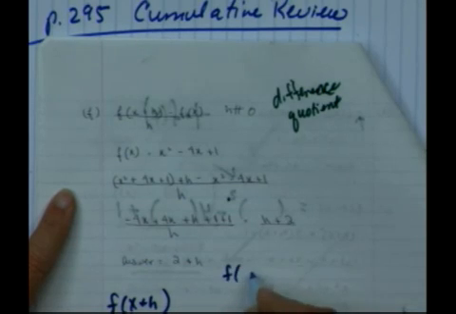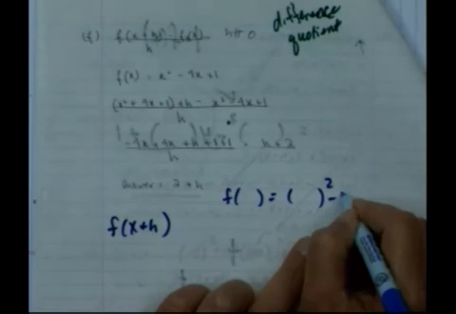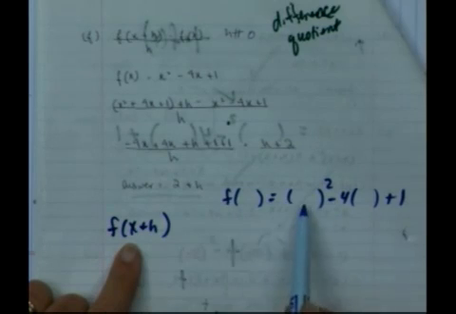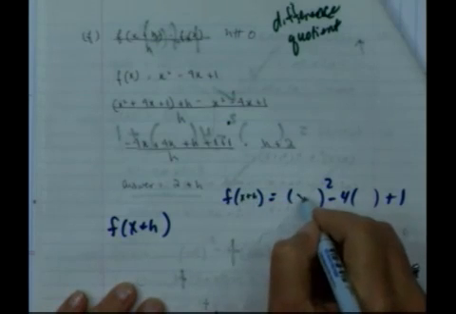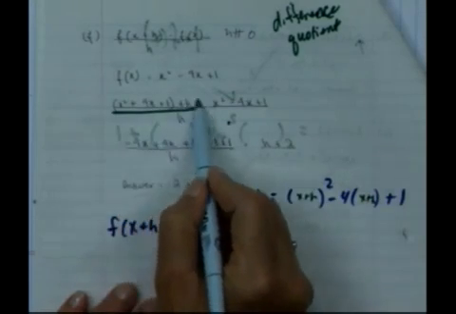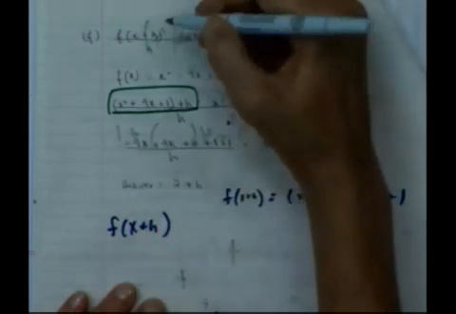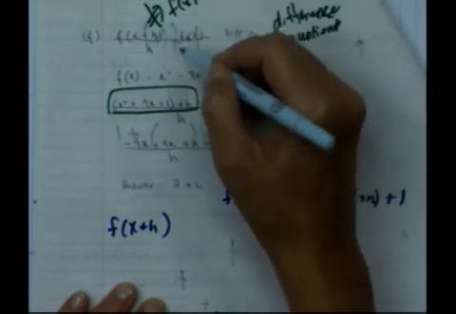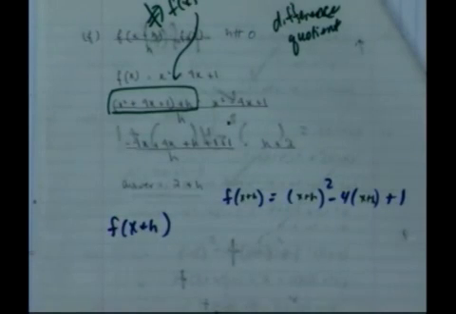See, f of anything is anything squared minus 4 times that anything plus 1. So if you're looking for f of x plus h, don't you go in here and put a little x plus h inside the parentheses? And look what this person did. They did f of x and then plus h. That is not equal to f of the quantity x plus h.